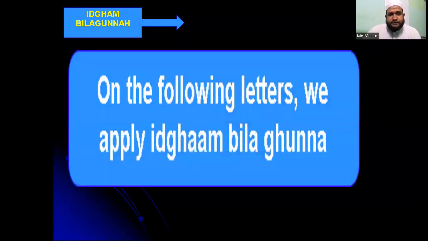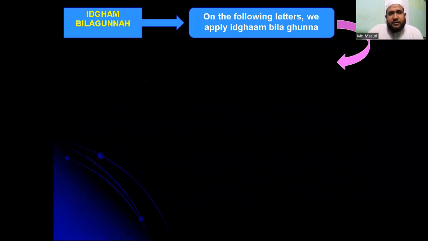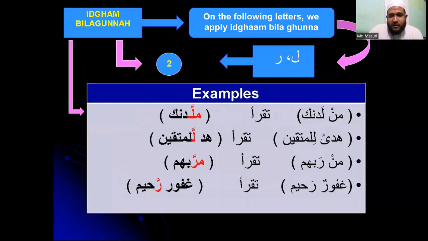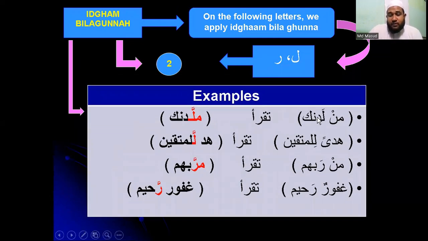Now Idgham Bilaghunna. On the following letters, we apply Idgham Bilaghunna. And there are only two letters for Idgham Bilaghunna, and these two letters are Lam and Ra. So when Noon Sakin or Tanween is followed by Lam or Ra, we will apply the rule of idgham bila ghunna.